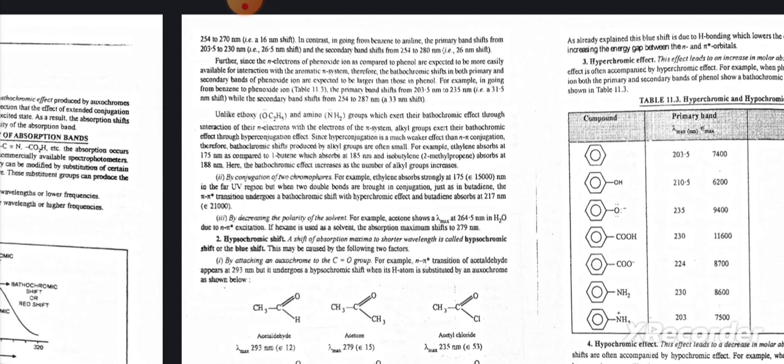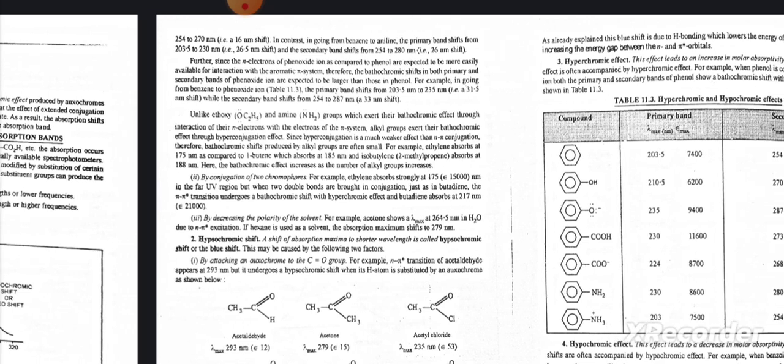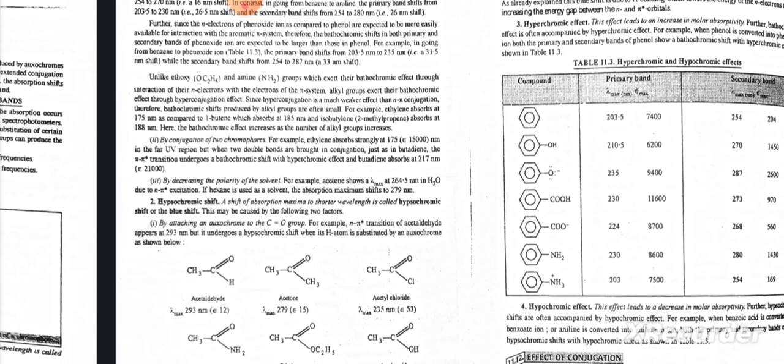Unlike ethoxy and amino groups, which exert their bathochromic effect through interaction of their n electrons with the electrons of the pi system, alkyl groups exert their bathochromic effect through hyperconjugation. Since hyperconjugation is a weaker effect than n-pi conjugation, the bathochromic shift produced by alkyl groups is often small. For example, ethylene absorbs at 175 nanometer as compared to 1-butene, which absorbs at 185 nanometer.